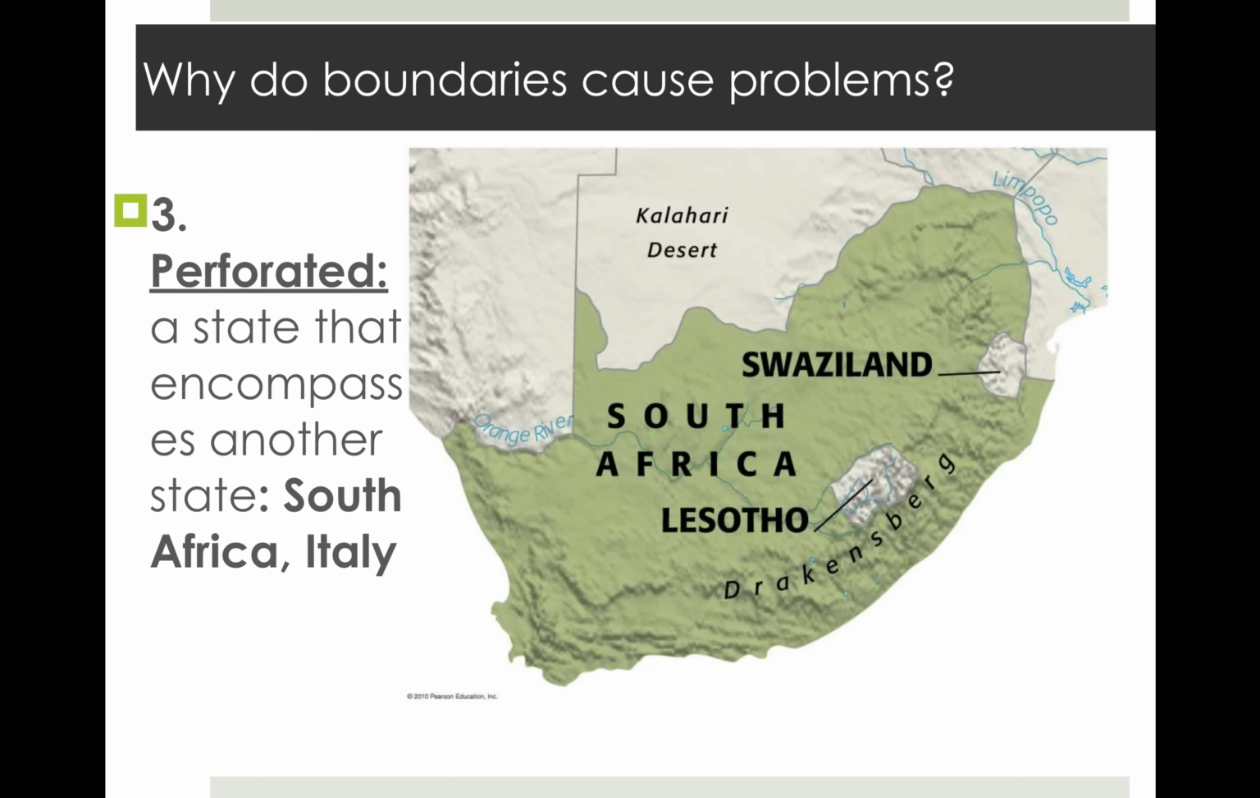Lesotho and Swaziland, on the other hand, are what are called enclaves, because just like we talked about ethnic enclaves, which were little groups, little sections within a city, the enclave is an autonomous state that is housed within another state.